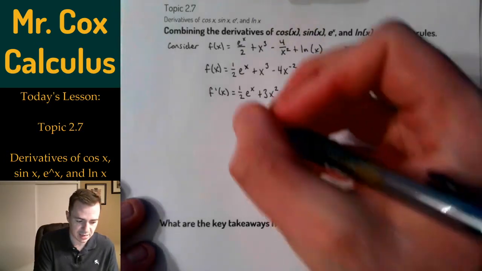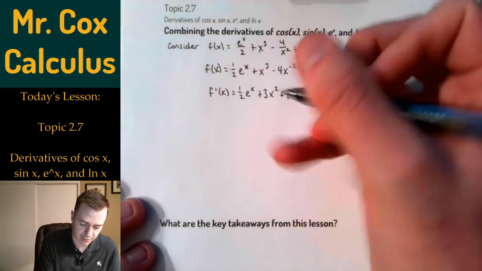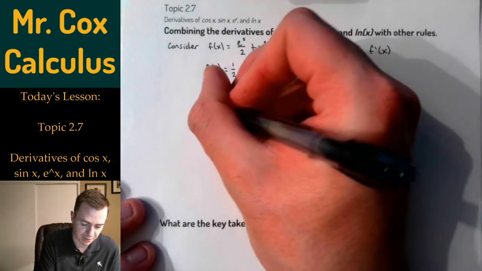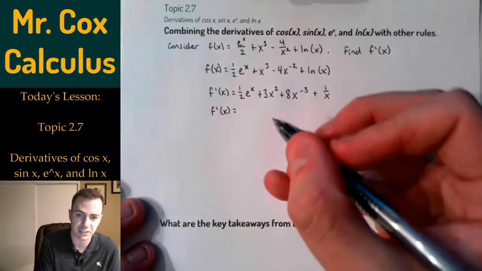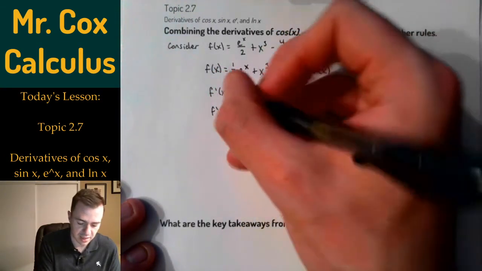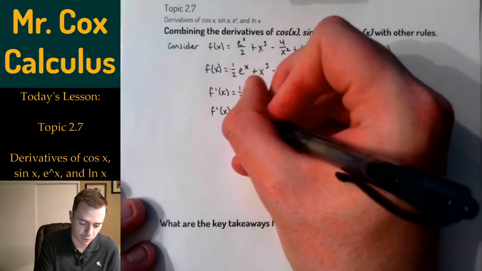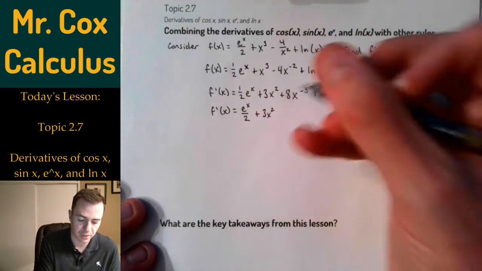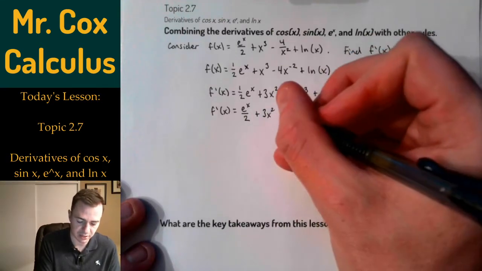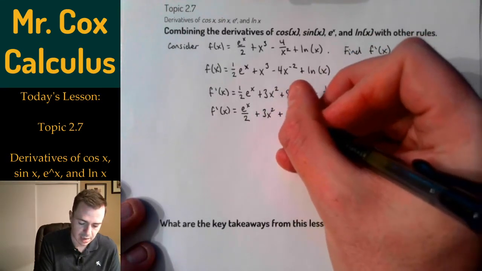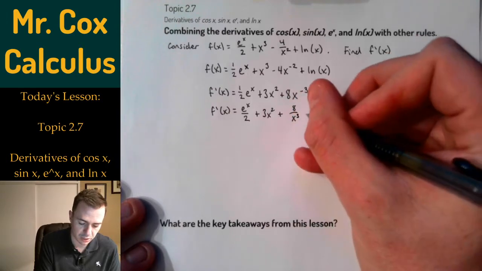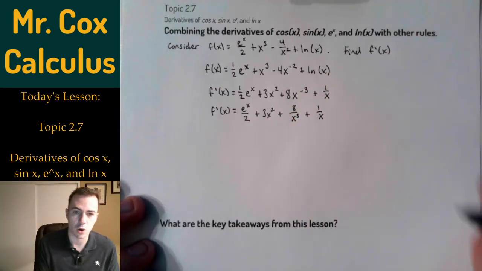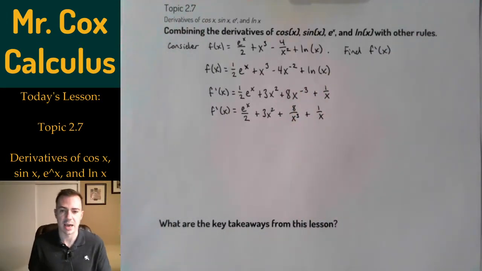Now then, just kind of cleaning this up, f prime of x is equal to e to the x, I can put it back over 2. So e to the x over 2 plus 3x squared is fine. I do want to clean up my negative exponent, so that's going to be plus 8 over x cubed, and then plus 1 over x, just like that.